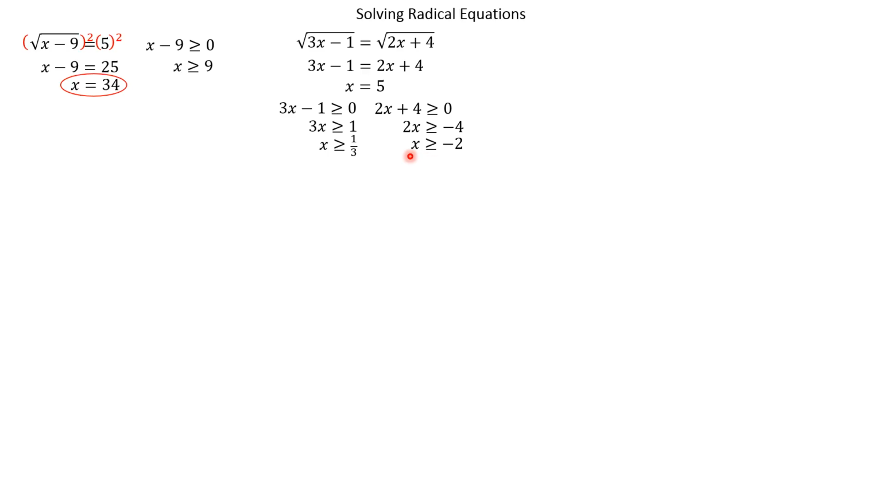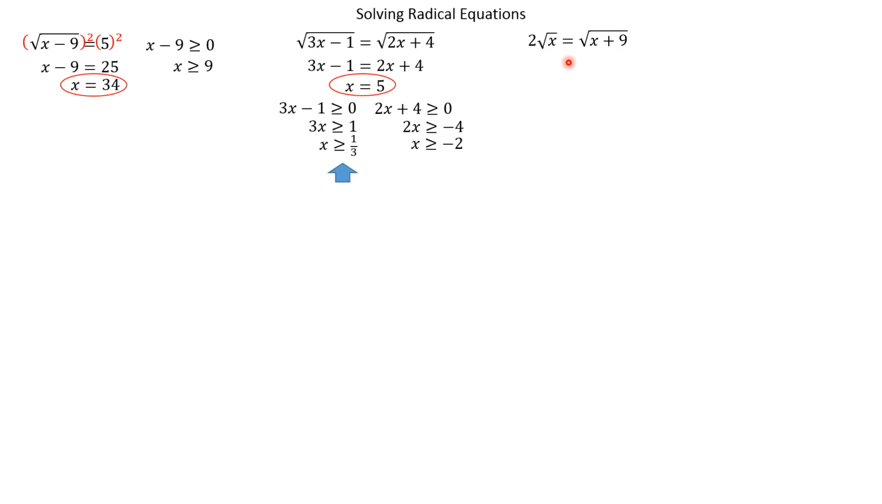No, because negative 1 is bigger than or equal to negative 2, but it doesn't work here. So it's actually the bigger of the two numbers. So really, the only piece of the domain we need, x has to be greater than or equal to 1/3. That will make both of these work. But, as we pointed out, 5 is bigger than both of them, and so x does equal 5.